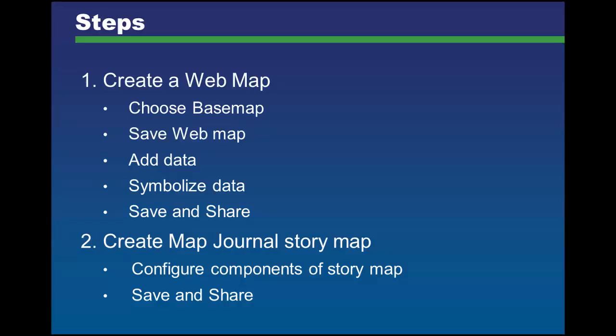Second, create your map journal story map. Here you will configure the components of your story map. This includes adding text, images, videos, and maps to your story map. Once you're done, click Save and share your story map.